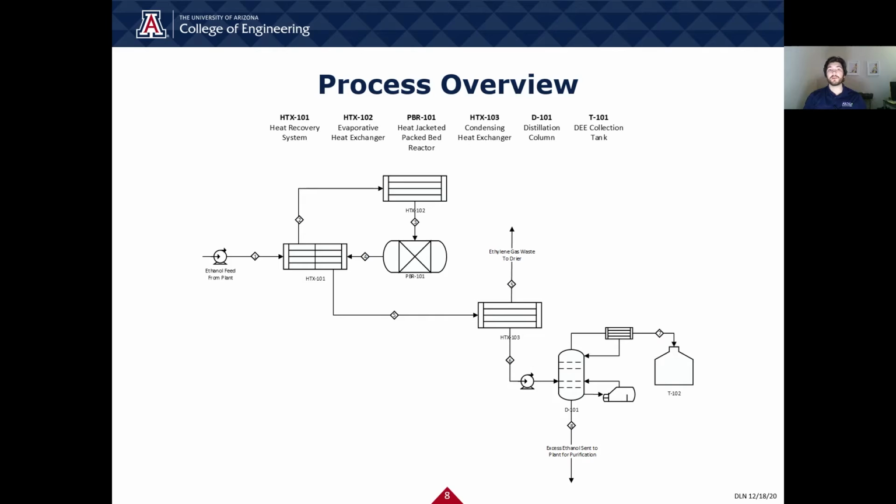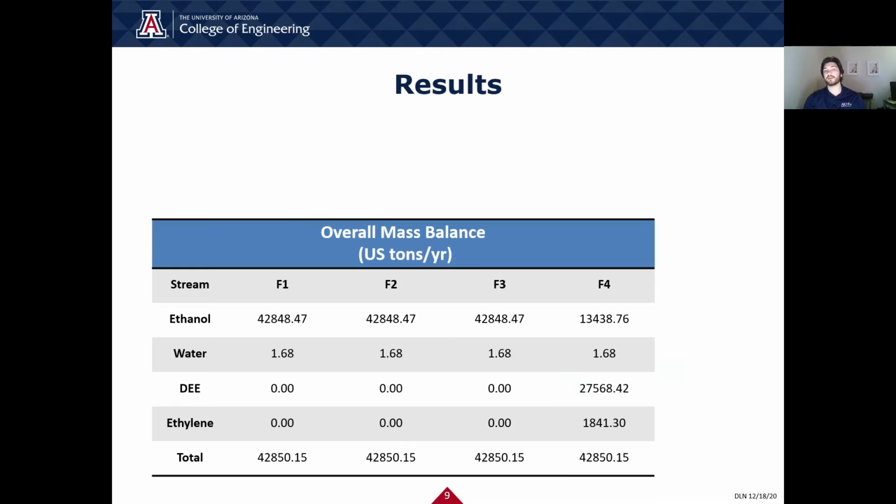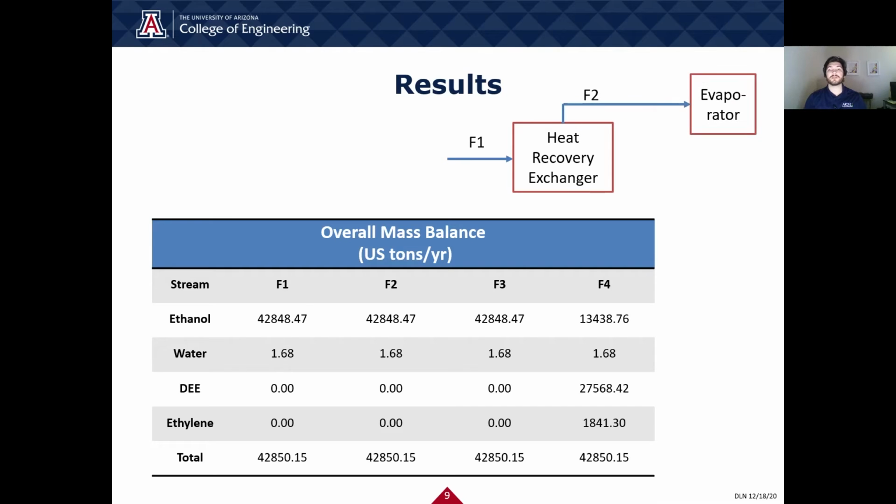This is a general overview of our process. It starts off with the feed coming in from the plant's beer column and ends with our distillate, diethyl ether, being sent to a tank, and the bottoms, ethanol and a bit of diethyl ether, being sent back to the plant for purification. Starting off, the ethanol is fed to a heat exchanger. This stream is then sent to an evaporator where the contents are heated to about 180 degrees Celsius, and following the evaporator, the contents are sent to an insulated packed bed reactor. This reactor is packed with silicotungstic acid spherical pellets.